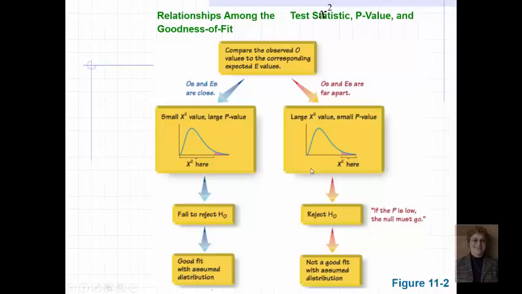Now here is a visual of what we just said. If our observed and our expecteds are far apart, our chi-squared statistic is going to fall up here in the rejection region. And so the model's not a good fit, so we can throw out the null hypothesis. If the observed and the expecteds are close together, our chi-squared is not going to be in the rejection region, so we fail to reject and we assume that we have a good fit.